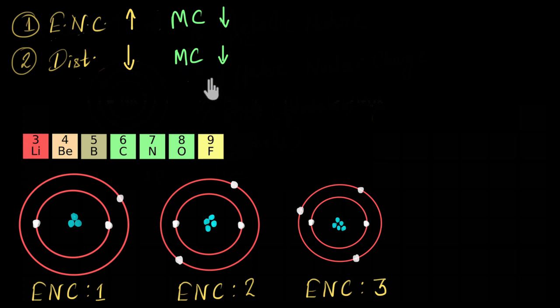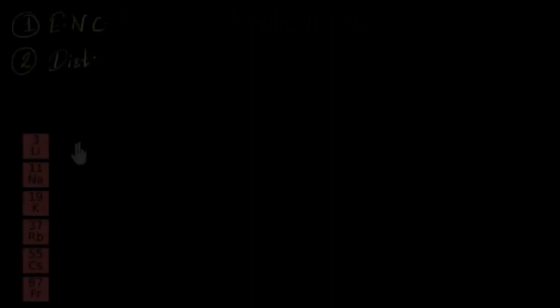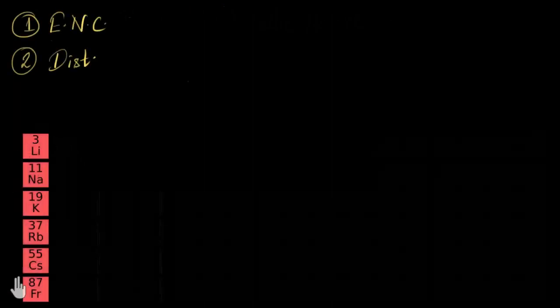Now let's see what happens as we go down a group. So here I have elements of group number 1. Over here I haven't shown hydrogen because technically hydrogen does not belong to group number 1. And we have spoken about why in the video of modern periodic table. So go ahead and watch that first.